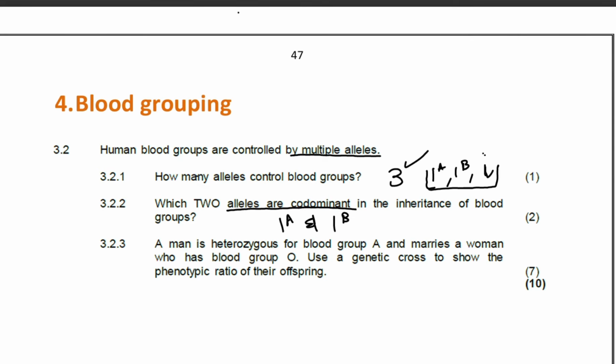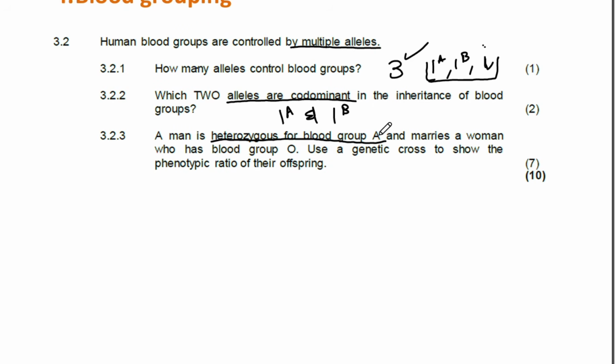IB. Then a man is heterozygous for blood group A and marries a woman who has blood group O. Use a genetic cross to show the phenotypic ratio of their offspring. So what we're having here is a blood grouping cross, and we have a man who is blood group A and heterozygous, and the woman is blood group O.